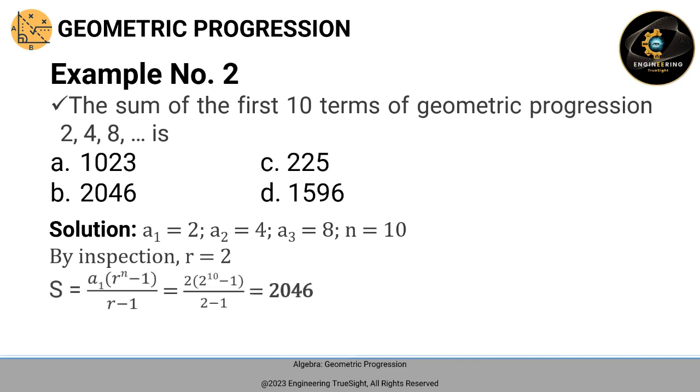Then we should take the sum of all terms formula, which is S is equal to a sub 1 times r to the power of n minus 1 all over r minus 1. Substituting all the given above, 2 times 2 to the power of 10 minus 1 all over 2 minus 1. And simplifying, we should get an answer of 2,046. So the answer would be letter B.